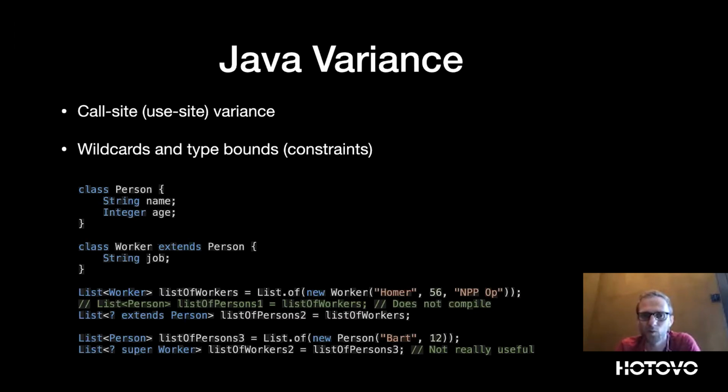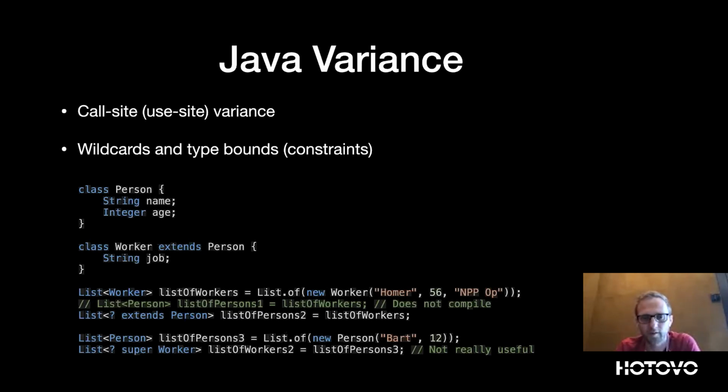However, what can we do with the list of persons? Not much, because we can't add anything to it. We can only get from it. Because if we get something which extends person, we can't work with worker fields or worker methods, but we can work with person methods. So this list is covariant to this list. Why this is necessary or can be used, I'll show you in a bit.